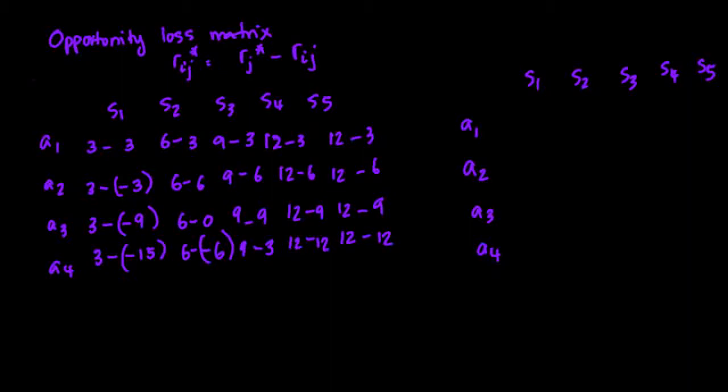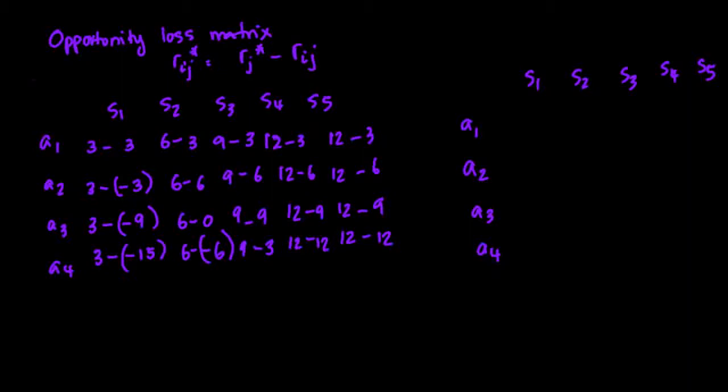So what this matrix does is it exactly determines the opportunity that you would lose if you choose the wrong action. And then we would minimize this opportunity loss so that we have a trade-off between profit and loss, which is what we're trying to do.